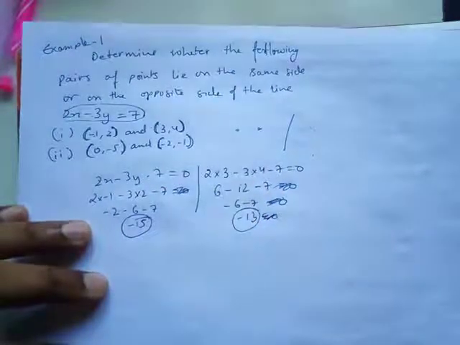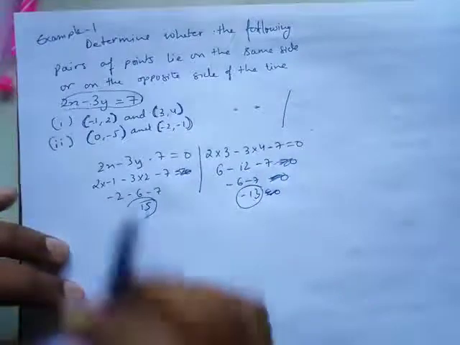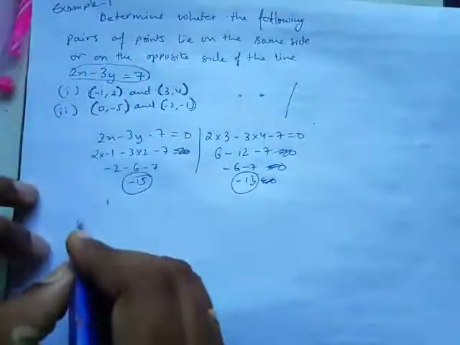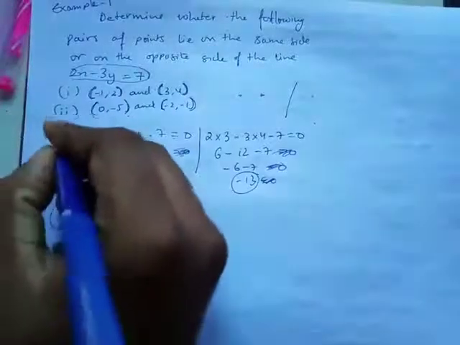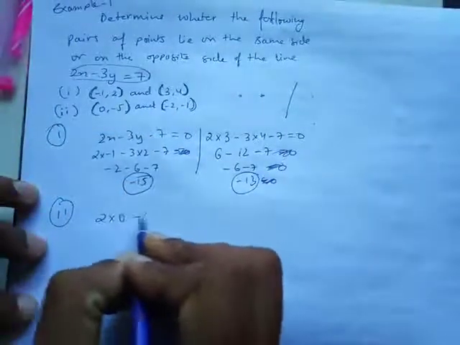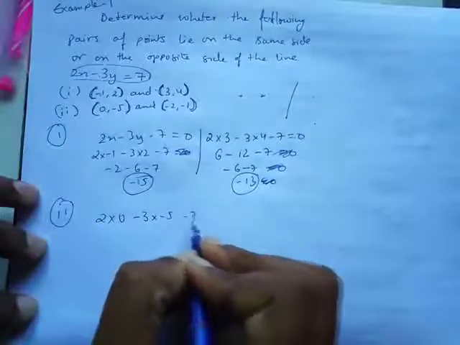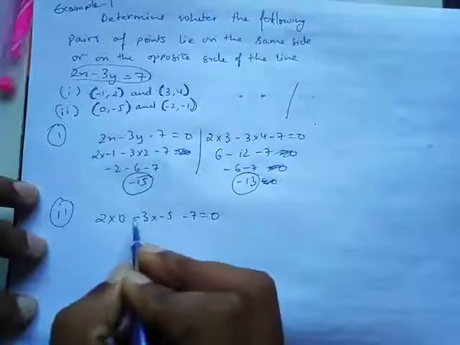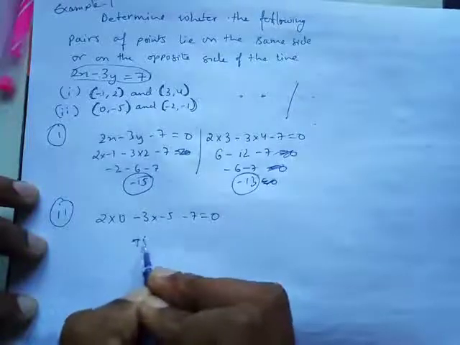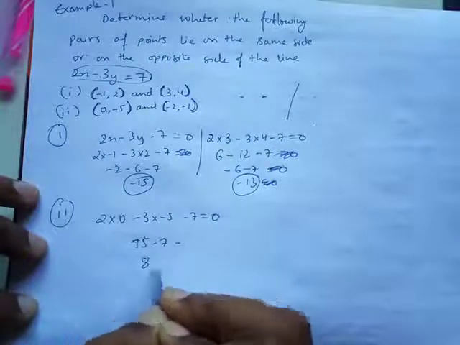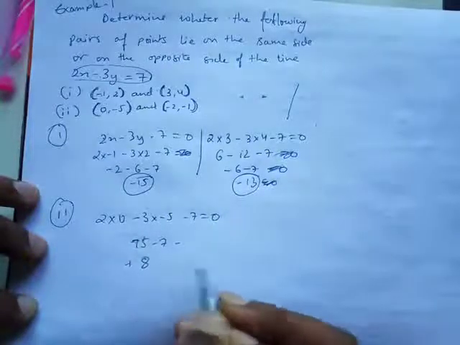Let's try to see the next part also. So 0 comma minus 5. Okay, so let's put the value in this. This is second part I am doing. Okay, this was the first part. So second part is 2 into 0 minus 3 into minus 5 minus 7 equals to 0. So minus, that is going to be 3 5s are 15, that is going to be 15 minus 7, and then 15 minus 7, that's going to give you 8. So this is plus 8, you know that.